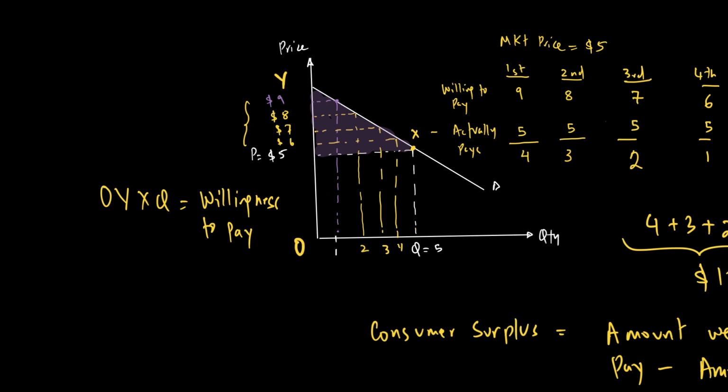Now O, P, X, Q is what I actually pay. In other words, that's the total expenditure or total revenue. You would agree with me as well, because OPXQ is what I'm actually paying, or price times quantity, 5 times 5 or $25 is what I'm actually paying for these 5 units.